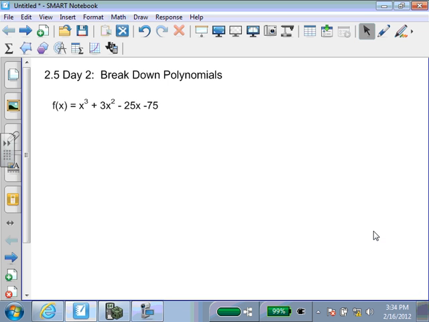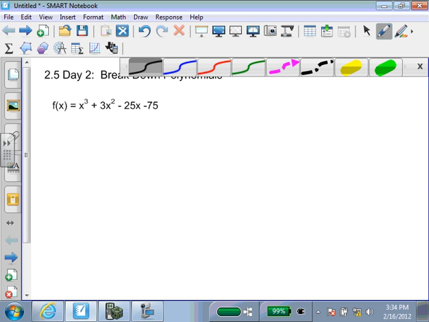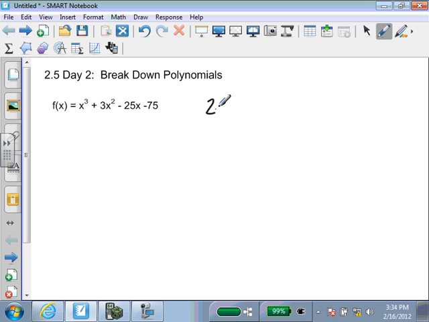Today we're going to break down more polynomials. So I've decided to start with f of x equals x to the third plus 3x squared minus 25x minus 75. And the thing we know is that there will be, because the highest power is 3, 3 zeros, and that when I break it down into all of its factors, there will be 3 factors, one that goes with each zero.